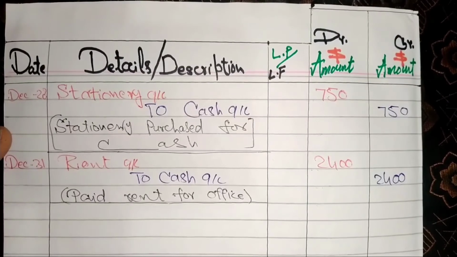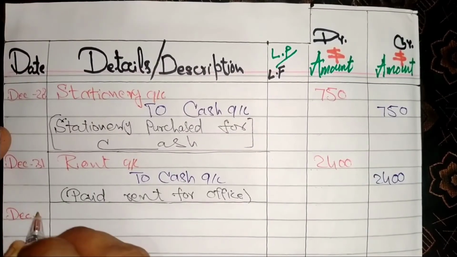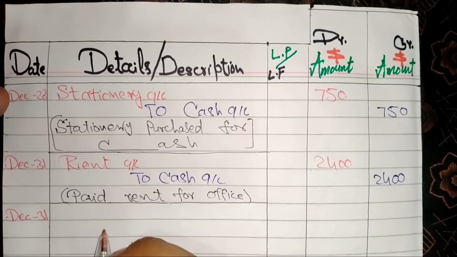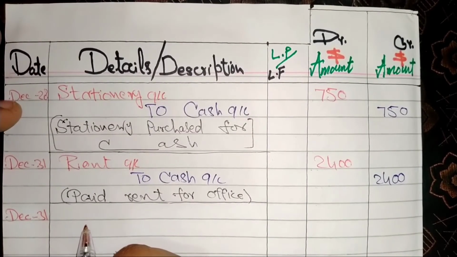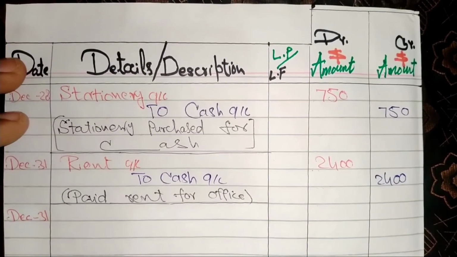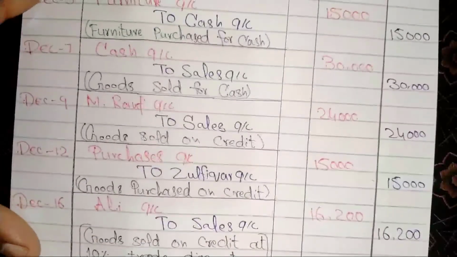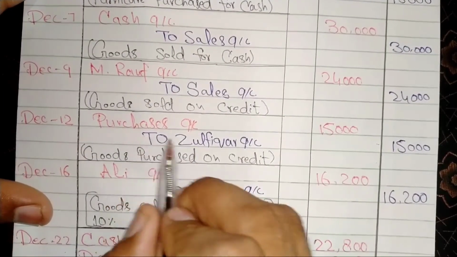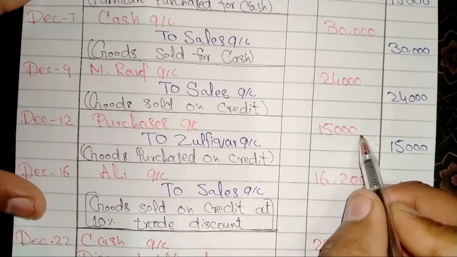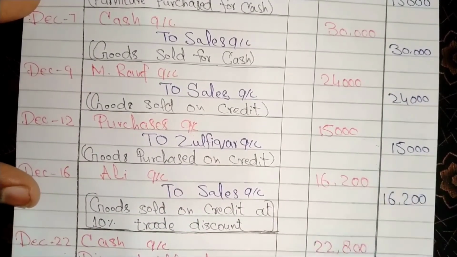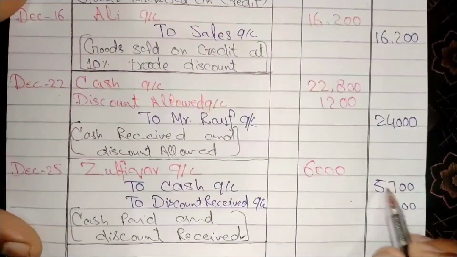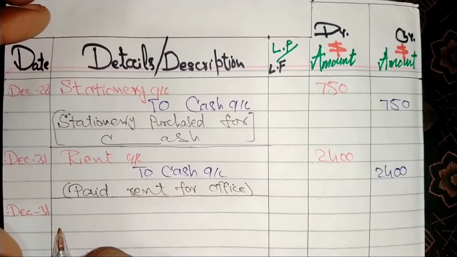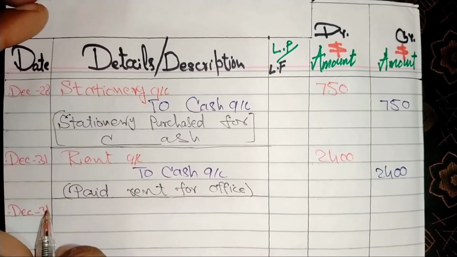On same date, which is December 31st, before entering the transaction's entry in the account of general journal, we have an overview of the account of Zulfikar, okay. We have purchases on December 12th. Purchases from Zulfikar amounted $15,000, okay. After that, we paid Zulfikar amount $5,700, okay. Now on date December 31st, we returned purchased stock to Zulfikar amounted $1,500.